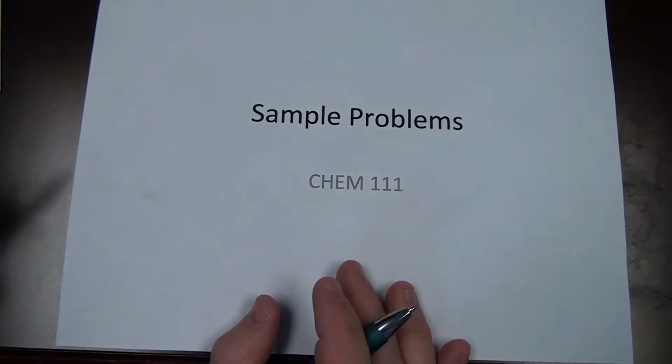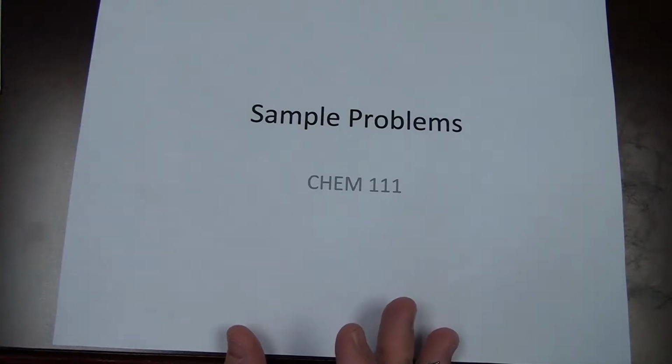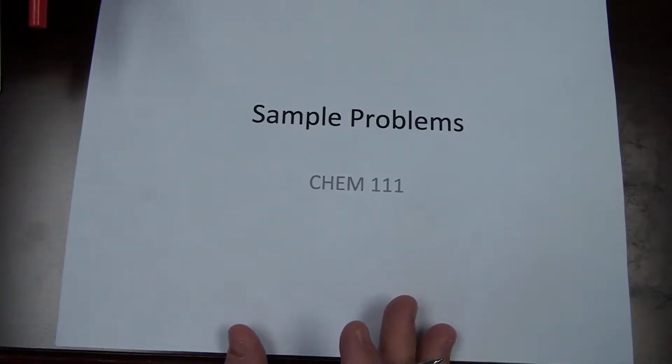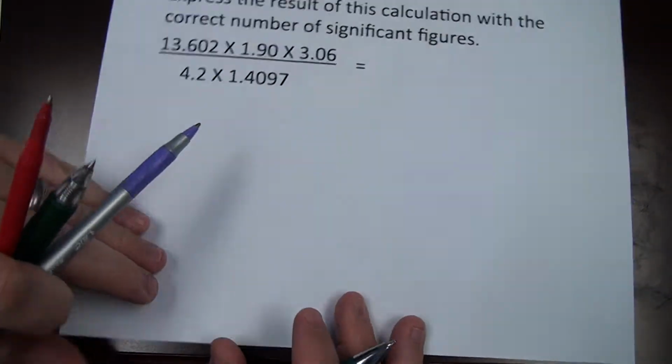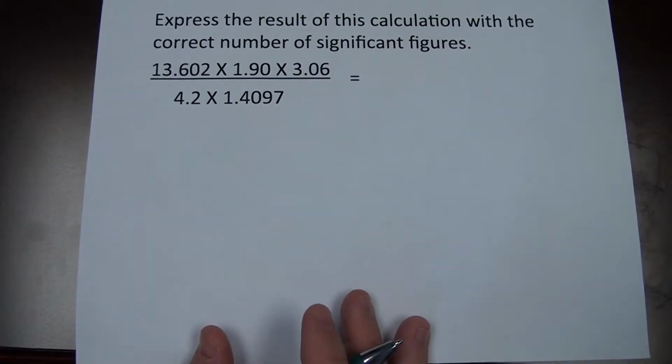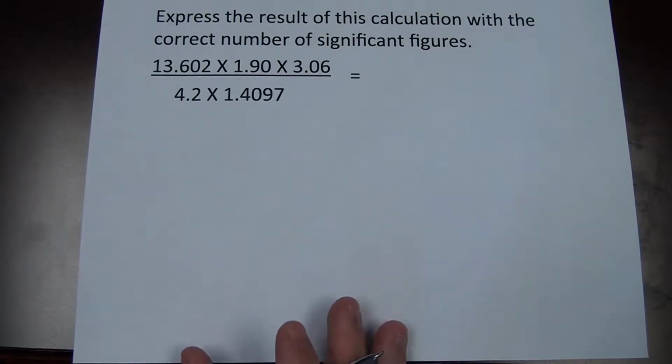Okay, we're going to do some more sample problems for Chem 111. Today we're doing problems on significant figures and then continuing some dimensional analysis taking into account those significant figures. So first, let's look at this problem. Let's express the result of this calculation with the correct number of significant digits.